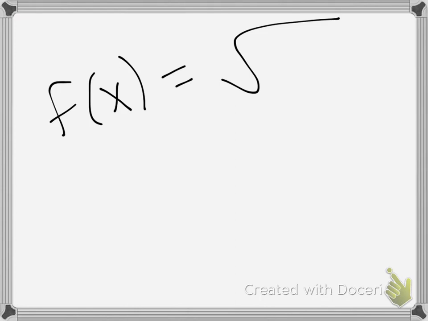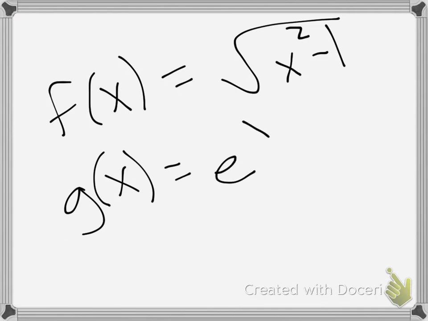Okay, so let's talk about this one. f of x is this kind of funky looking thing, and then g of x is e to the x, right? Okay, first, I just want to talk about a rule.